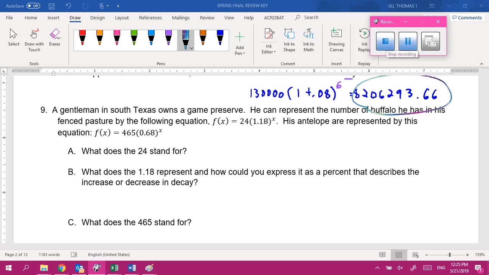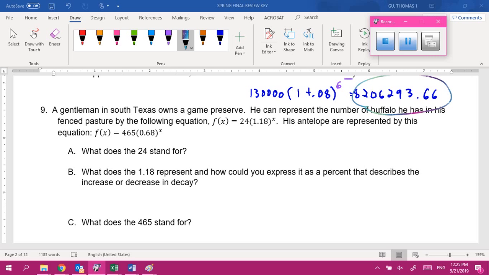Number 9, a gentleman in South Texas owns a game preserve. He can represent the number of buffalo he has in his fenced pasture by the following equation. F of x equals 24 times 1.18 raised to the x. His antelope are represented by this equation. F of x equals 465 times 0.68 raised to the x.